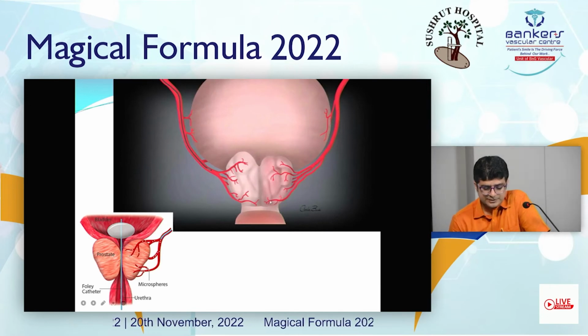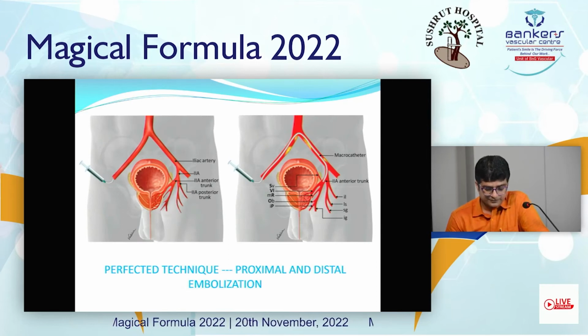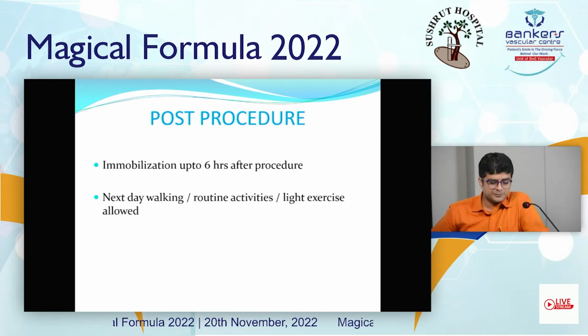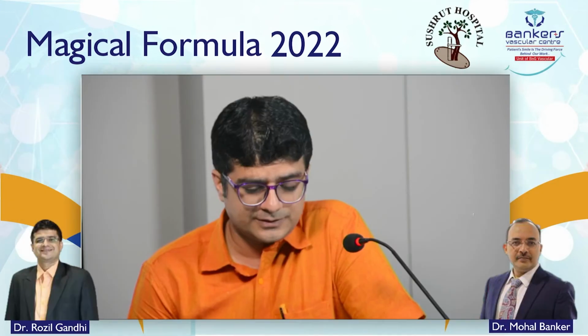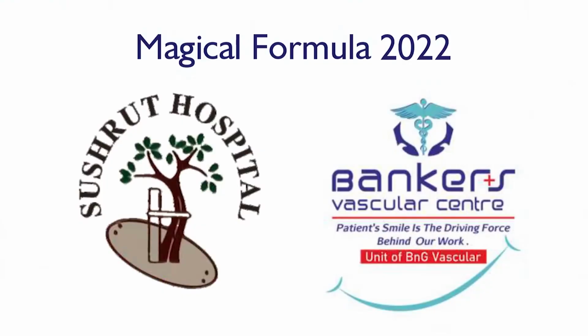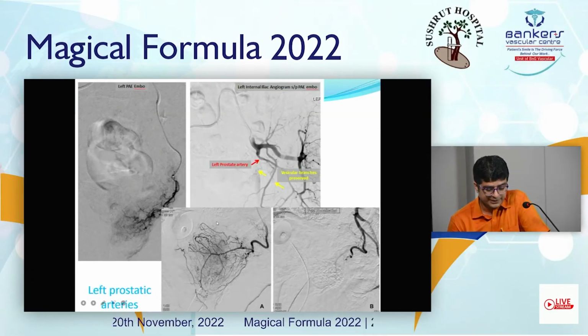This is a schematic diagram showing the bilateral prostatic arteries, and we embolize them by injecting small particles. This is what the particle looks like. Post procedure immobilization is for 6 hours, and the patient can resume normal activities a few days later, from the next day.